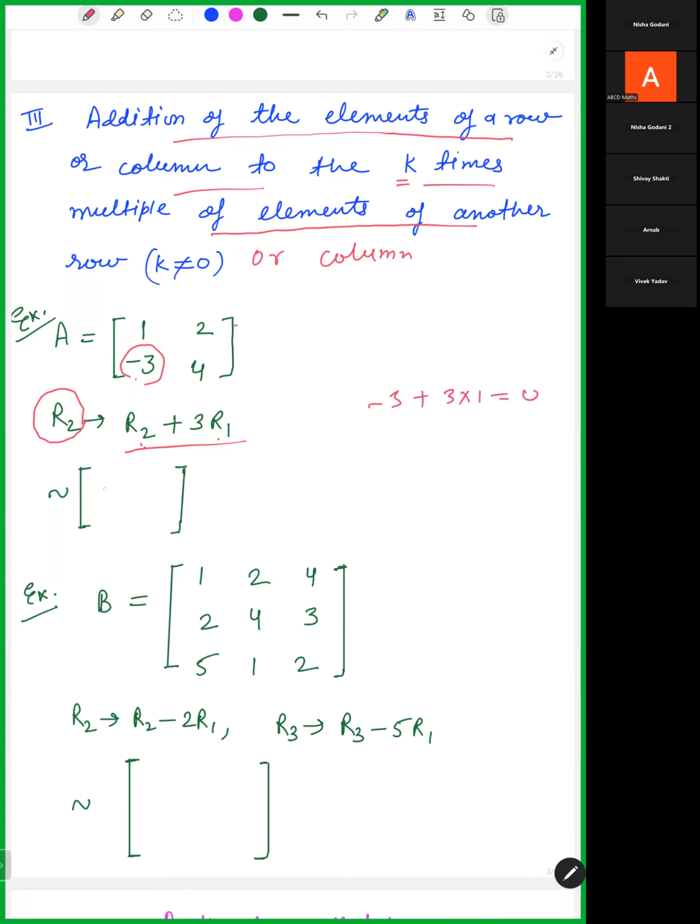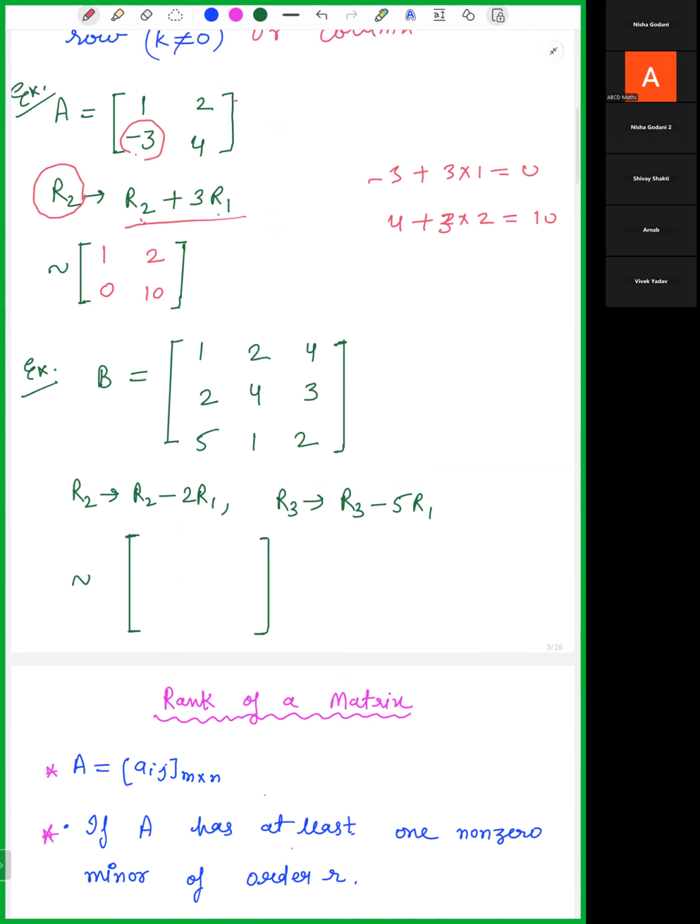So what do you have now? The first row remains as it is. In the second row you have 0 here, because R2 plus 3R1: 3 times 1 is 3, and minus 3 plus 3 is 0. Then for the second element, 3 times R1 is 6, and 4 plus 3 times 2 is 10. In this way you can do it. This operation is very important. All these three are important, and they are all used when you find the rank. So in this way you can apply this operation.